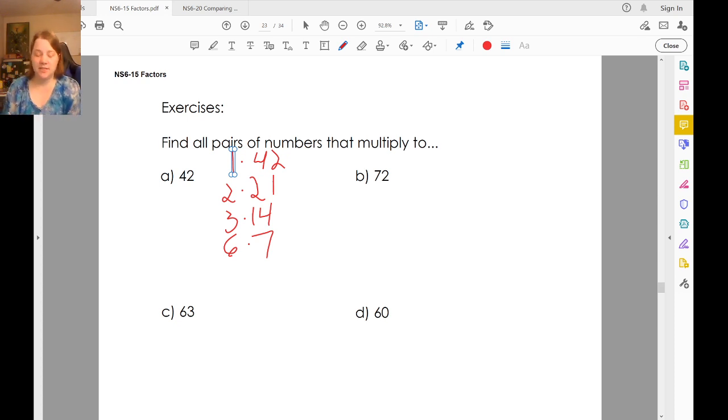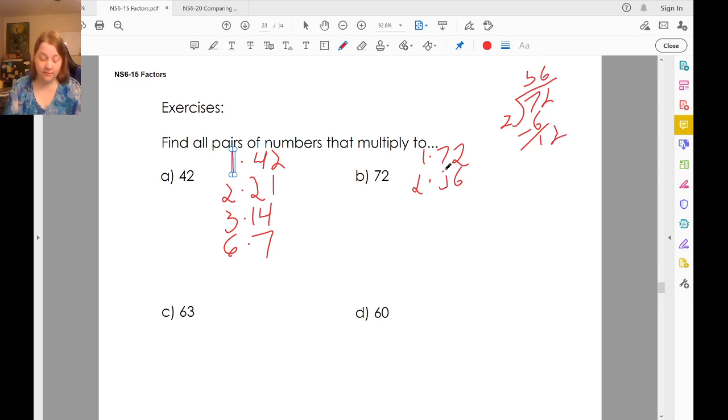Let's go ahead and do 72. I know 1 times 72. 72 is even, so I know it's going to be 2 times something. And while I know 72 divided by 2 would be 36. So 2 times 36. I know that I can divide 72 by 3.